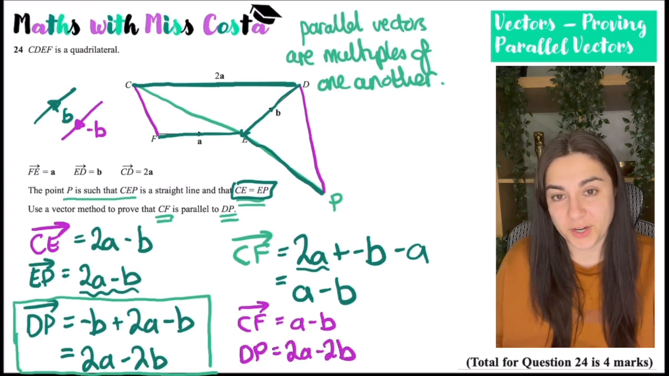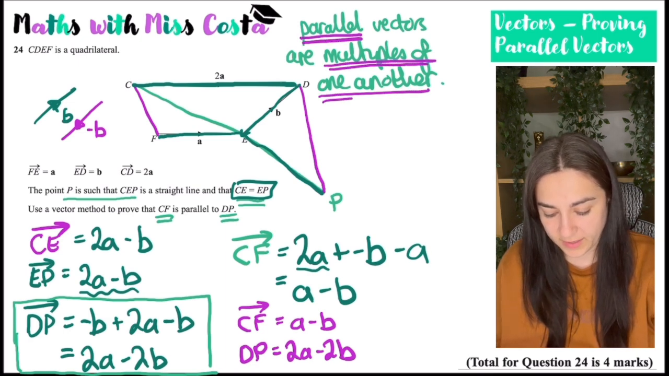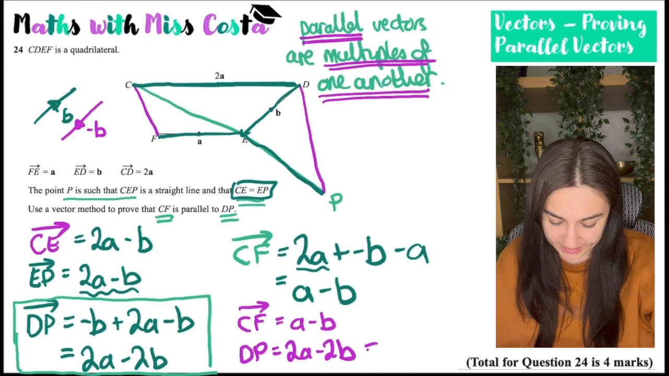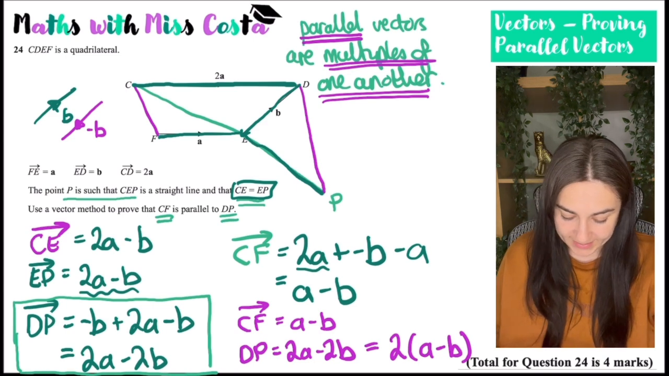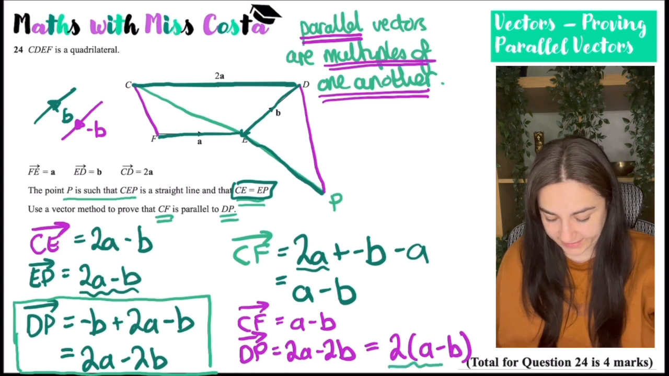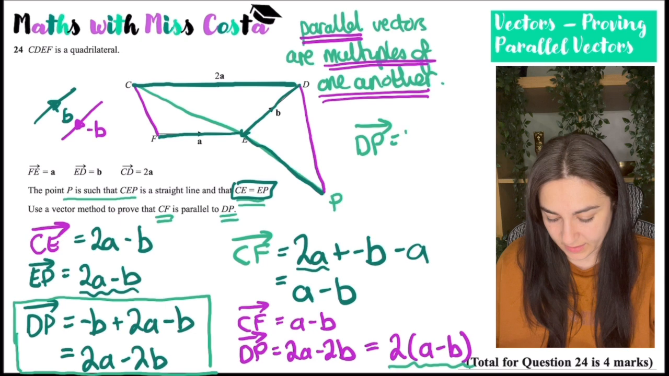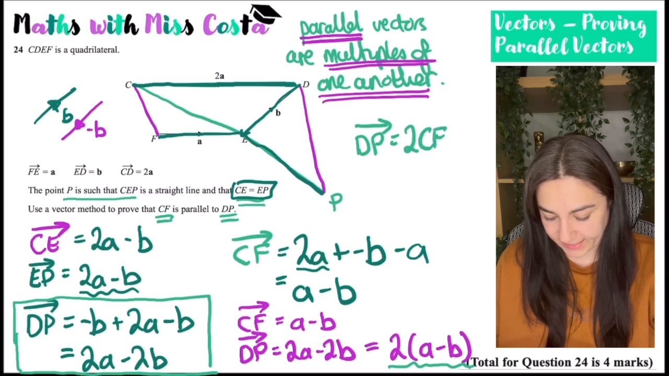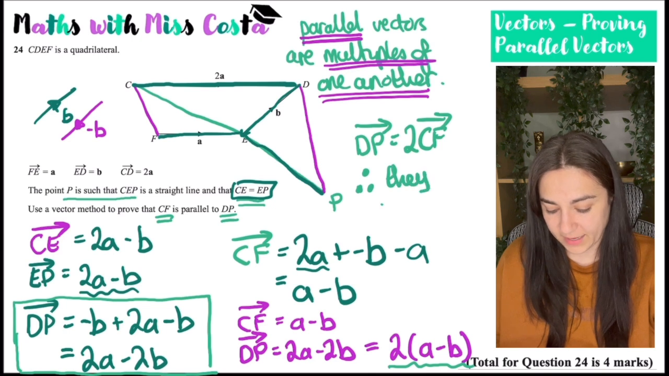Now, in order to show that they are parallel, I need to show that they are multiples of one another. So what I can do is factorize this to make it 2 lots of A minus B. So I know that DP is 2 lots of the vector CF, so I could say DP is 2 lots of the vector CF, therefore they are parallel.